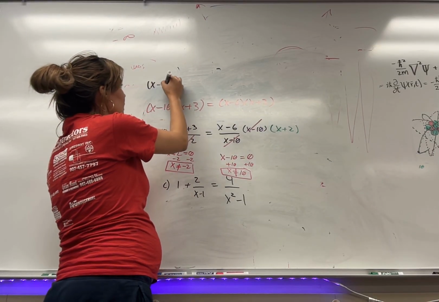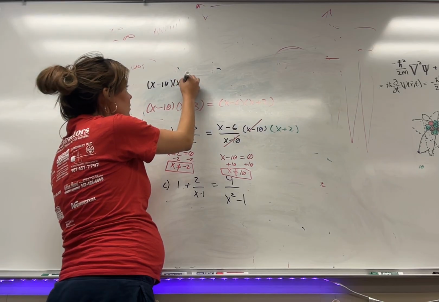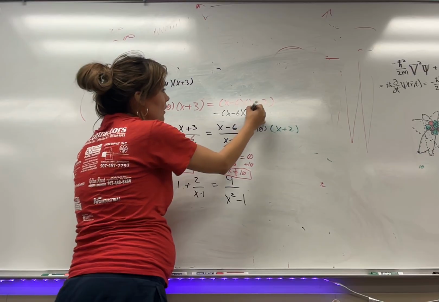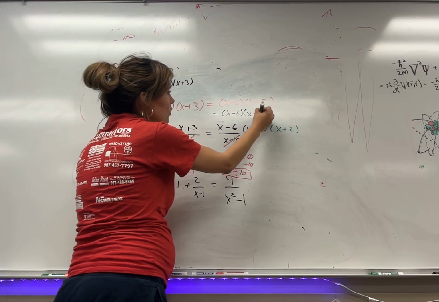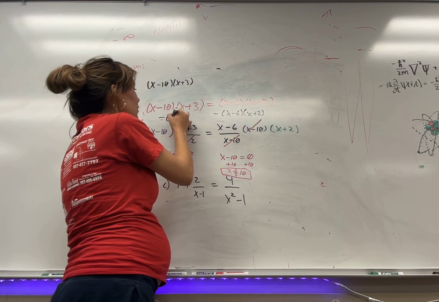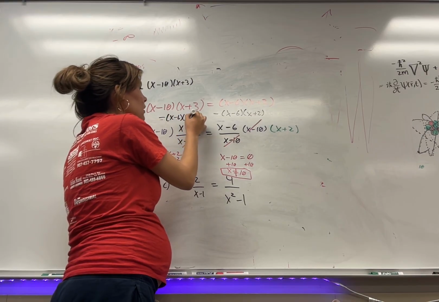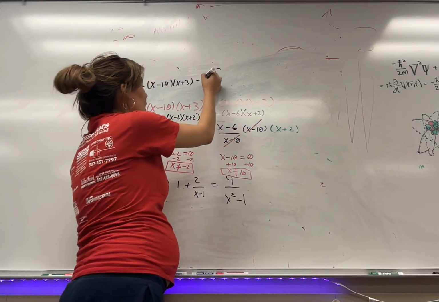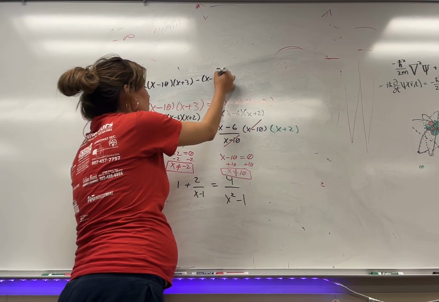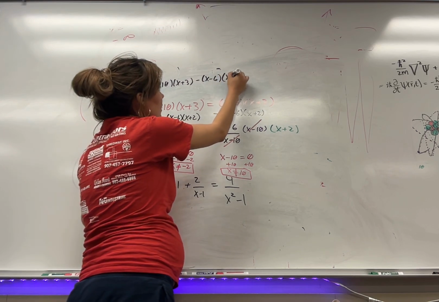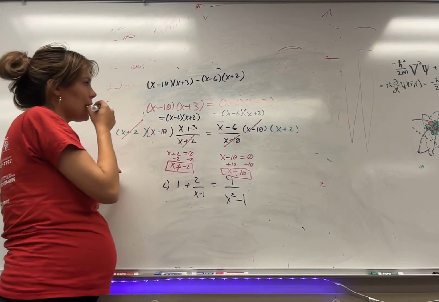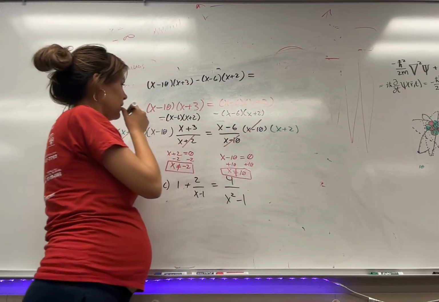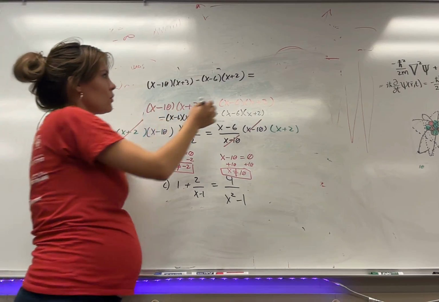X minus 10 times x plus 3. We'll subtract, what we're going to do is we're going to subtract x minus 6 times x plus 2 from this side of the equation, and we're also going to subtract it from this side of the equation. And what we get is cancellation on this side. This turns to 0. And over here we'll have the x minus 6 times x plus 2, and this will be equal to 0.